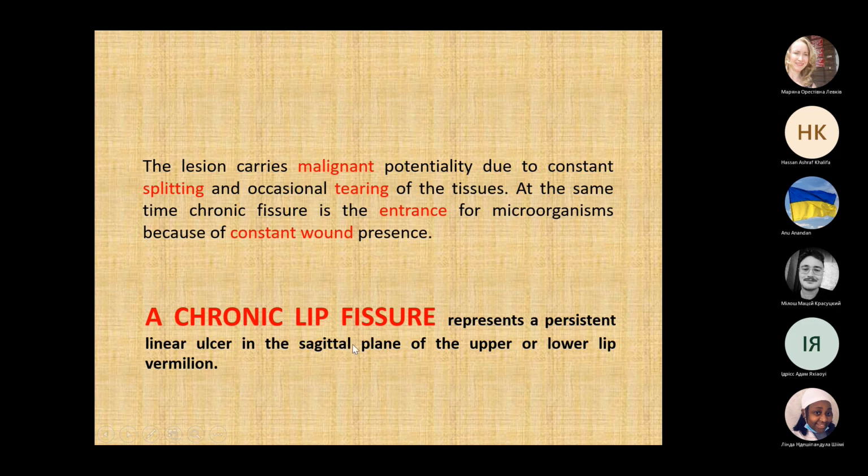Chronic lip fissure. It represents a persistent linear ulcer in the sagittal plane of the upper or lower lip vermilion. The lesion carries malignant potentiality due to constant splitting and occasional tearing of the tissues. At the same time, chronic fissure is the entrance for microorganisms because of constant wound presence. So, chronic lip fissure.